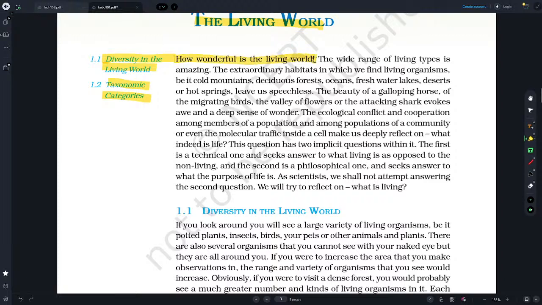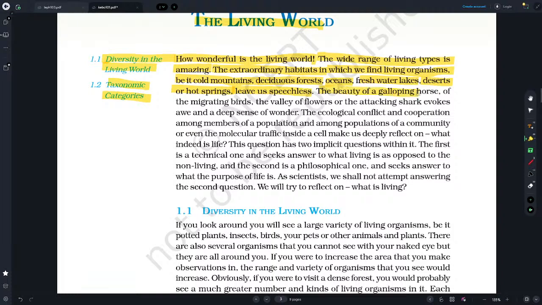How wonderful is the living world? The wide range of living types is amazing. The extraordinary habitats in which we find living organisms, be it cold mountains, deciduous forests, oceans, freshwater lakes, deserts, or hot springs, leave us speechless.